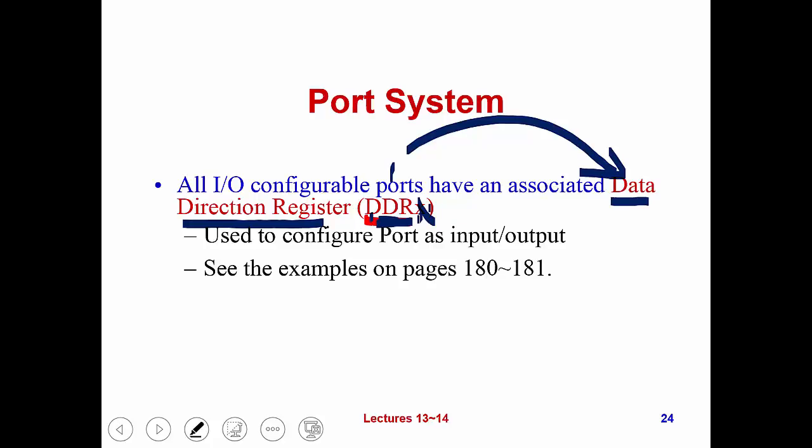So let's take a look at the two examples on page 180 and 181. I will simply show you only one example, shown on page 180. So turn to page 180. The example shown on page 180 is to show us how to configure port C with 8 output pins, and then it's going to output the value 62. But now let me briefly only show you how to configure port C.